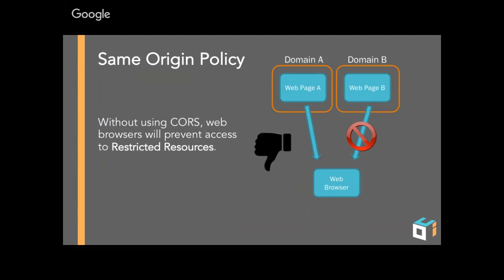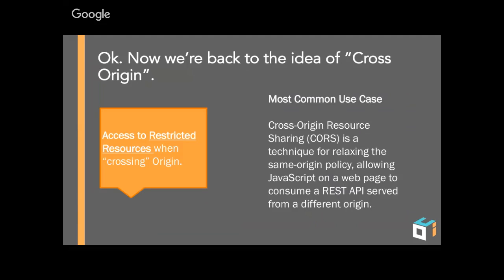So let's talk about that a little further. The same-origin policy basically says, if domain A and domain B are two different locations, we'll find out more about what that means, well, that's restricted access. That's a restricted resource. No, it's not allowed. Well, unless you have CORS. That's why we're here. That's the whole point. Okay, now we're back to the idea of what is Cross-Origin.